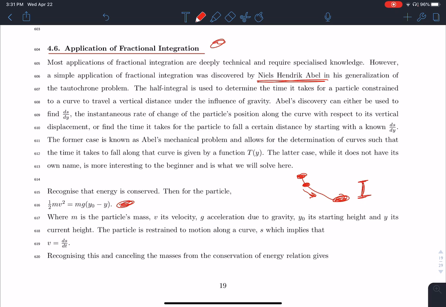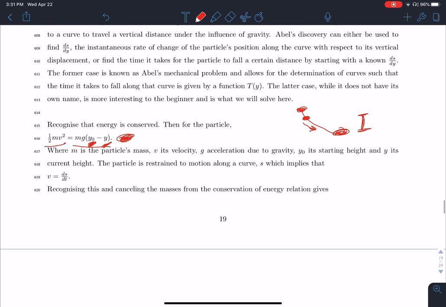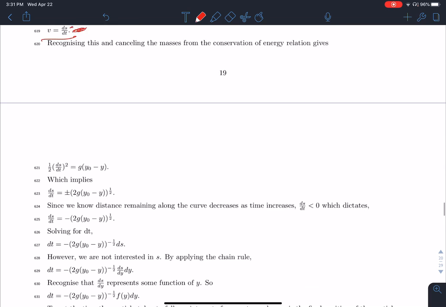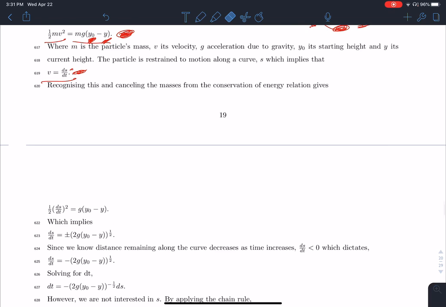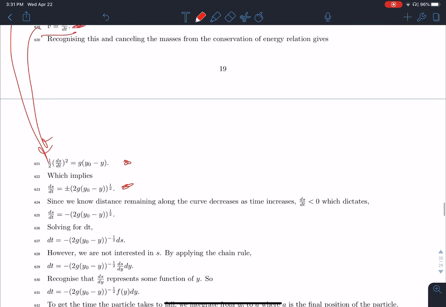First, we recognize that energy for the particle is conserved. So 1/2 mv squared equals the gravitational potential energy, where y0 is some starting point and y is where we are now. Note that the particle is constrained to move along a curve, so v is going to be given by this, where s is, of course, the curve. So we can combine this and this to give us this equation. We can solve this for ds over dt, which gives us this.